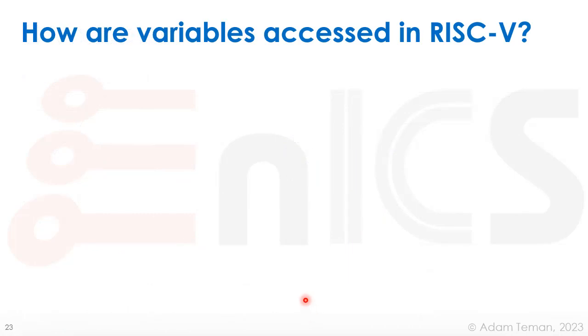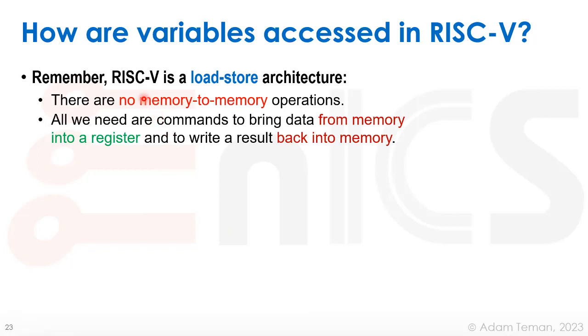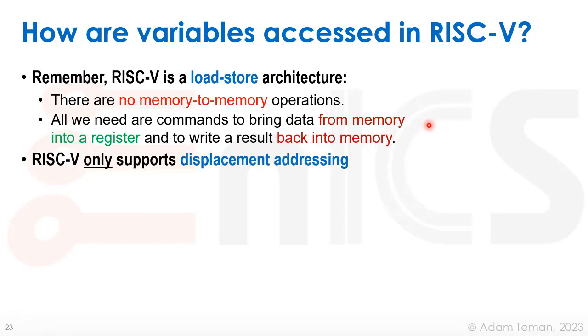So if that was in C, how do we access the variables at the assembly level? So RISC-V is a load store architecture, which means there are no memory-to-memory operations. In other words, all we need to do is load commands, which will bring data from the memory into a register, and then store commands, which are going to write data back into memory. And this is done in RISC-V with only one addressing mode.